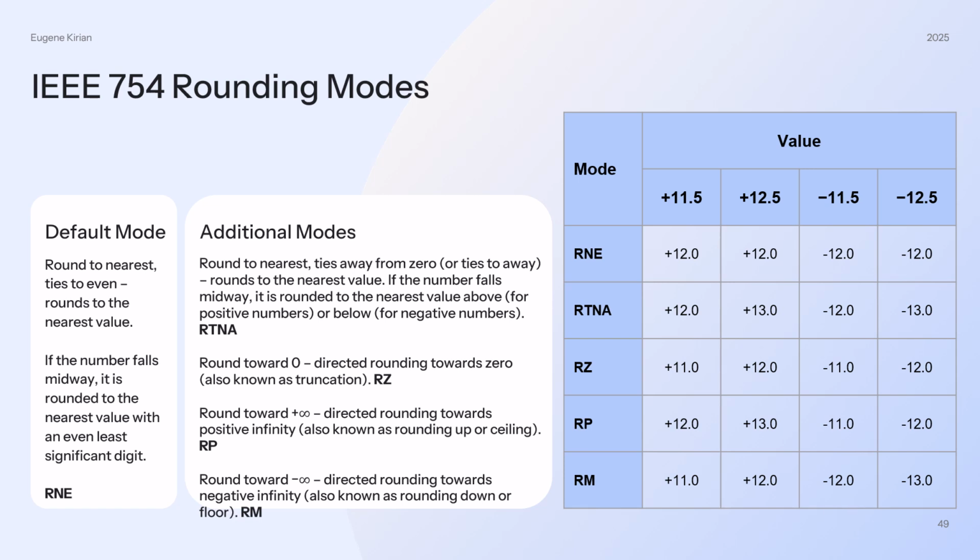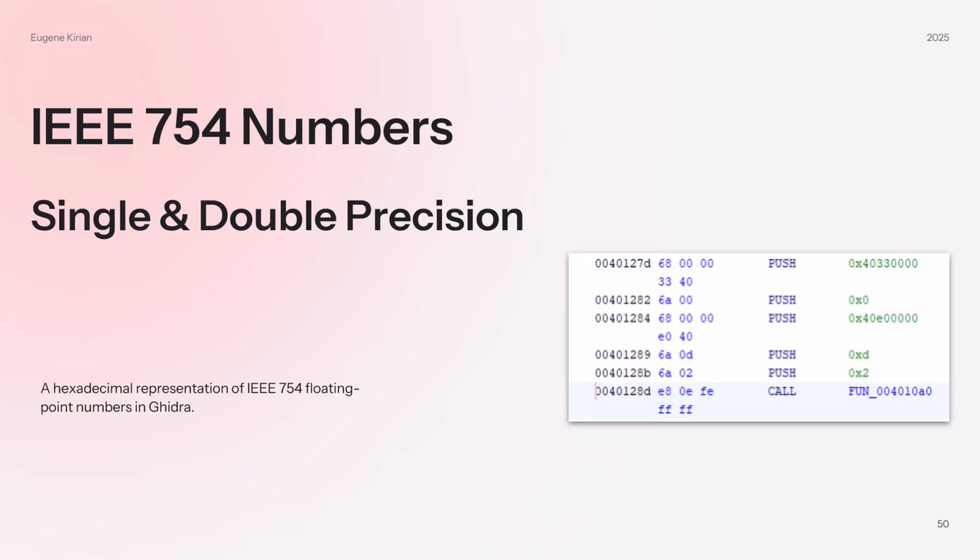There are 5 rounding modes: round to nearest, ties to even; round to nearest, ties away from 0; round toward 0; round toward positive infinity; and round toward negative infinity. The default mode is round to nearest, ties to even, which rounds to the nearest value. If the number falls midway between two values, it's rounded to the nearest value with an even least significant bit. This helps reduce bias in calculations. I encourage you to read special literature and articles on the internet to familiarize yourselves with details of the other floating point rounding modes. Let's take a look at how IEEE 754 floating point numbers are represented in Ghidra.